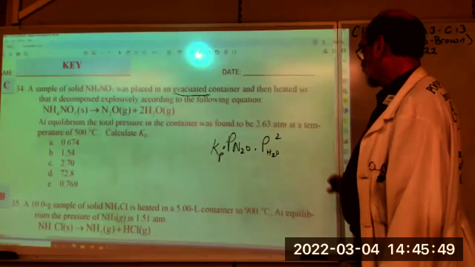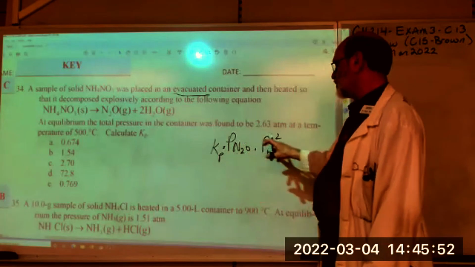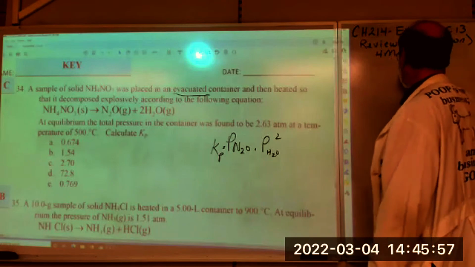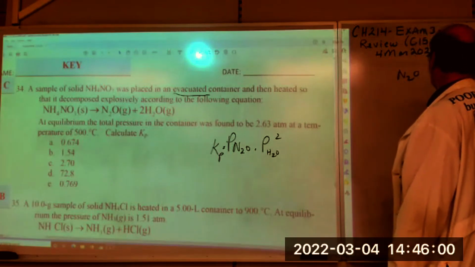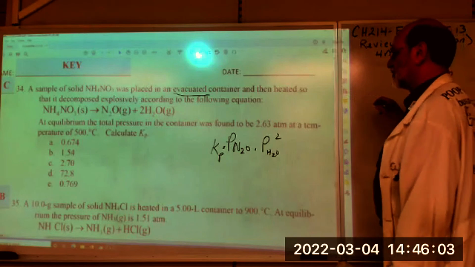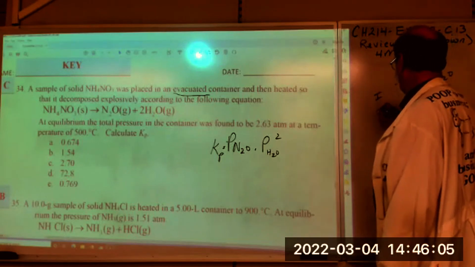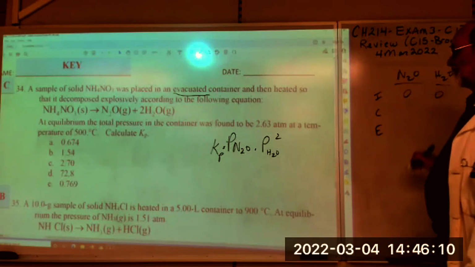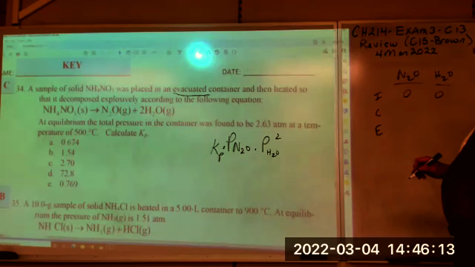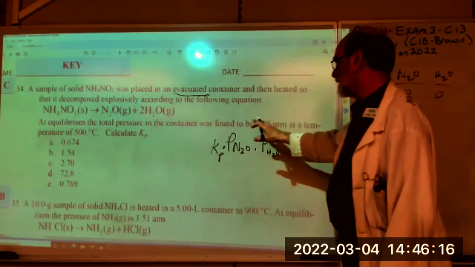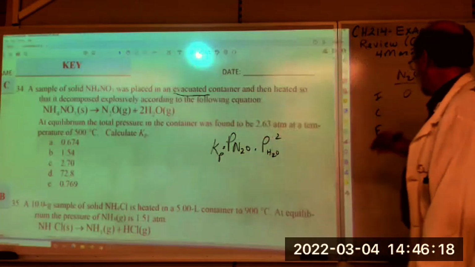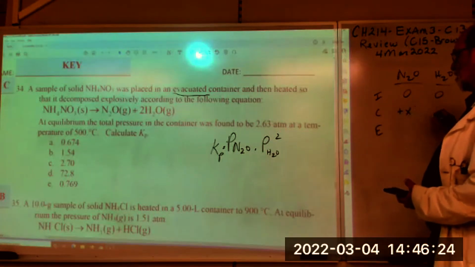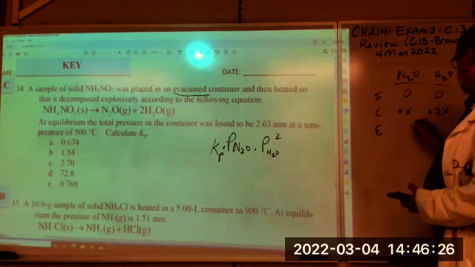At equilibrium, the pressure is 2.63. So this one plus that one is 2.63 atmospheres. Let's do this. N2O, water. We don't need the ammonium nitrate. So initially, you got nothing. And then the pressure in the container is found to be 2.63. So we're going to get plus X and plus 2X.